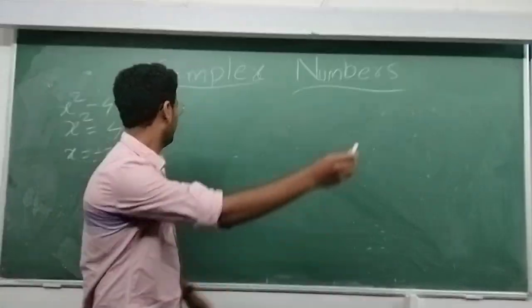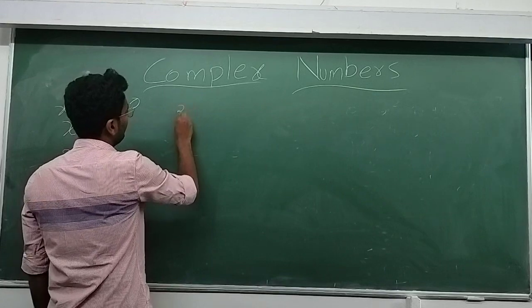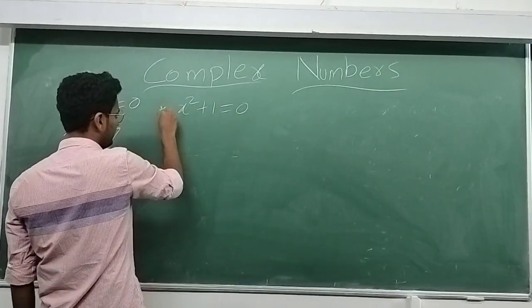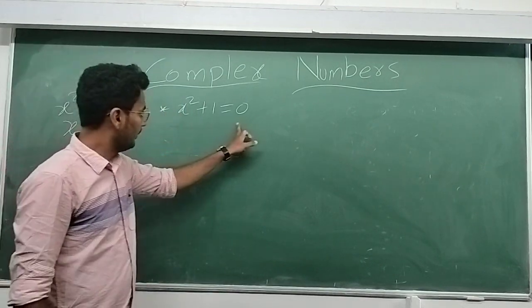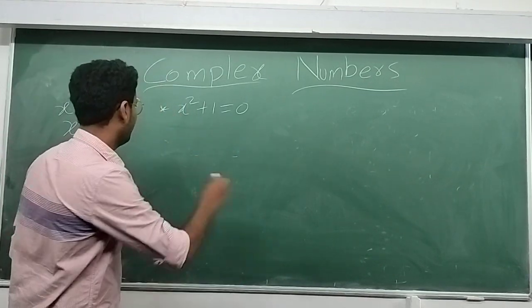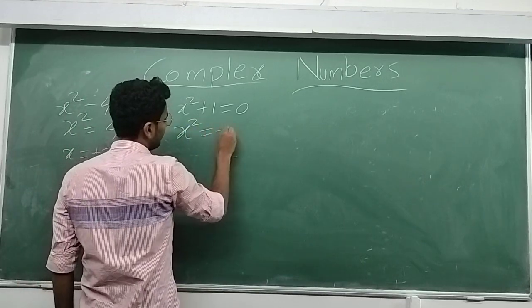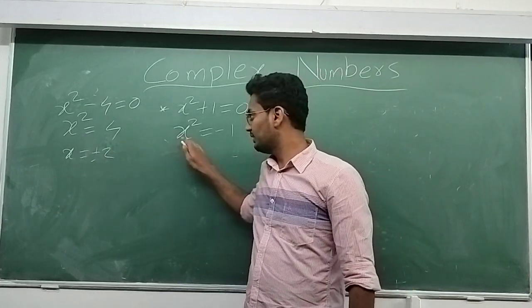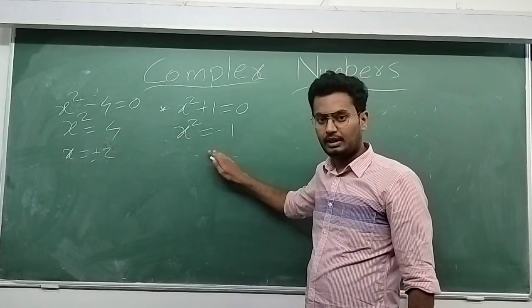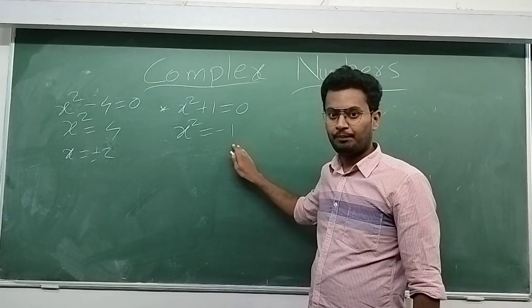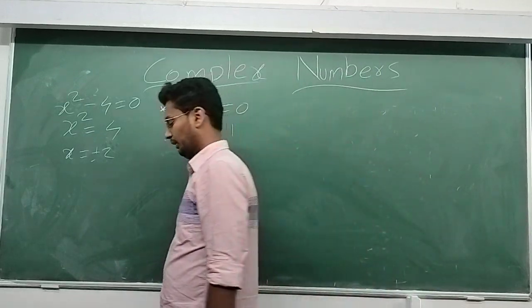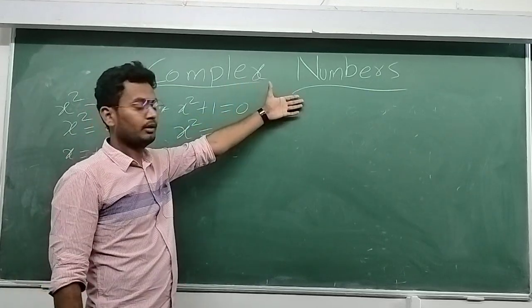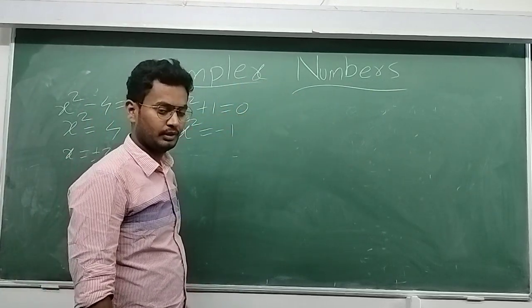If we take the example, suppose x square plus 1 is equal to 0. This can be written as x square is equal to minus 1. Is there any real number whose square is minus 1? क्या ऐसा कोई नंबर है, रियल नंबर है जिसका स्क्वायर माइनस 1 आ सकता है? No, there is no such number. Therefore, complex number comes into our picture, right?